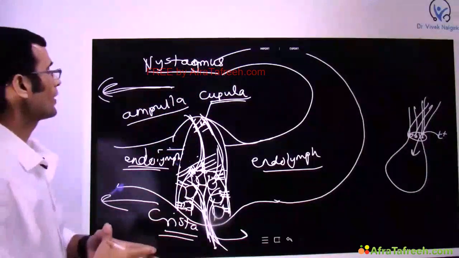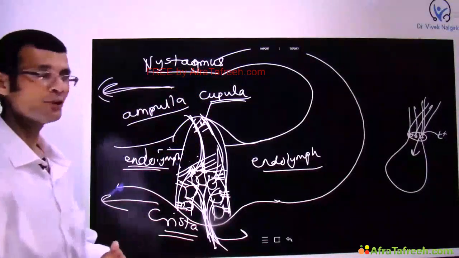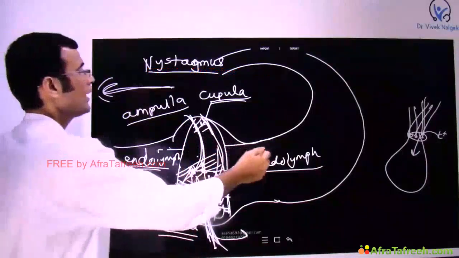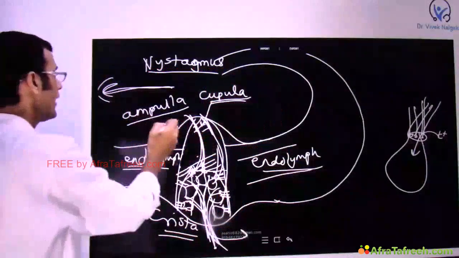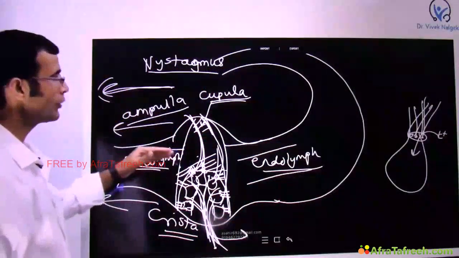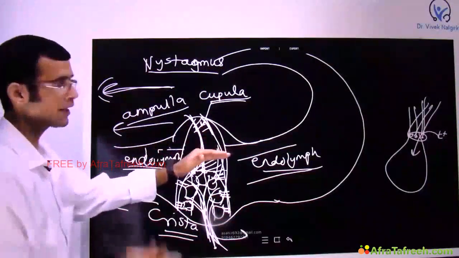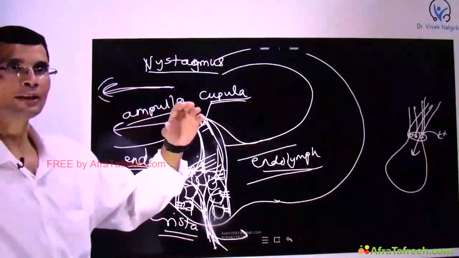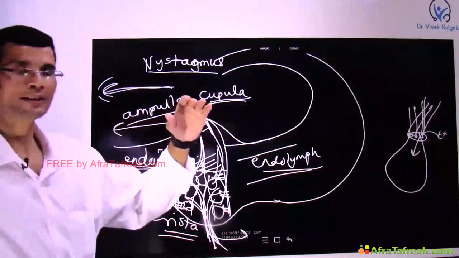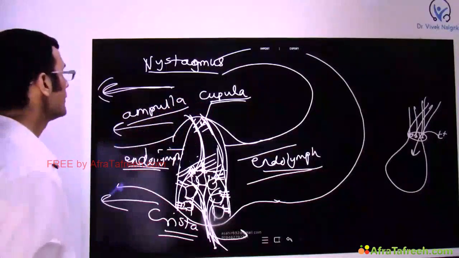Now, what will happen eventually is that the endolymph will begin to move. As you are rotating the head in one direction, initially the endolymph was not moving, and that bent the cupula in the opposite direction. That is why the eyes were slowly rotating in the opposite direction and then quickly returning to the center.